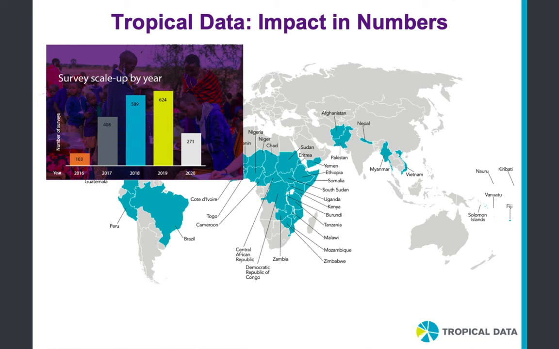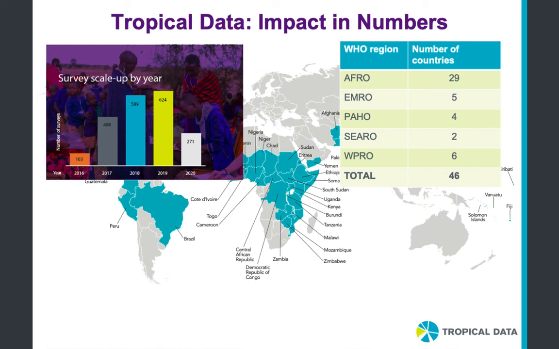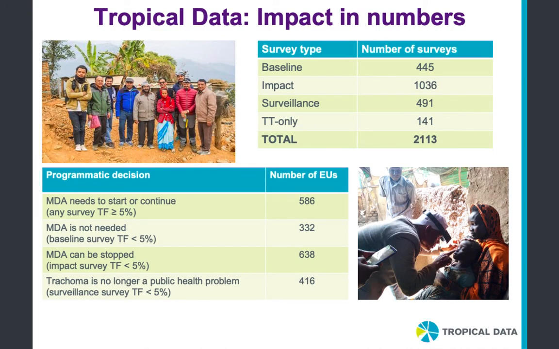In the first 5 years since beginning in February 2016, Tropical Data supported trachoma surveys in 2,200 evaluation units, examining over 6.8 million people in 46 countries across 5 WHO regions. The results of these surveys translate directly into programmatic decision-making, including confirmation that MDA should be started or continued, that MDA is not needed, that MDA can be stopped, or that trachoma is no longer a public health problem.